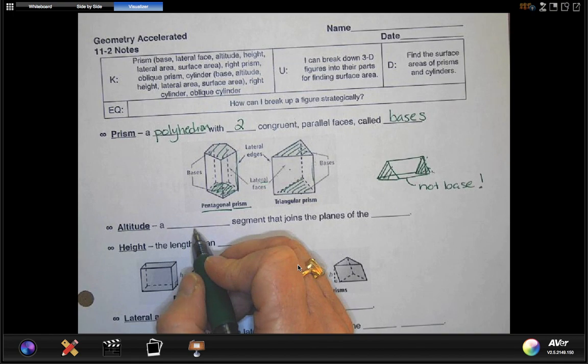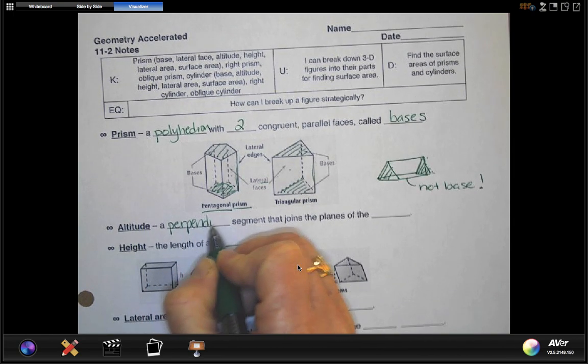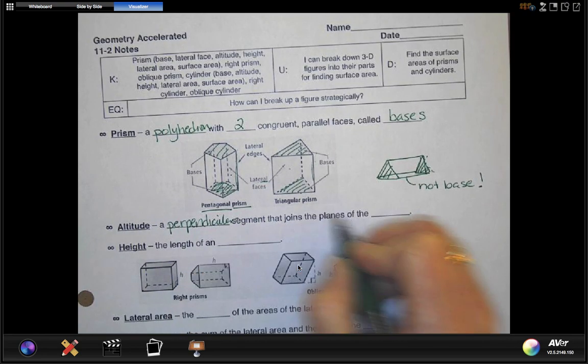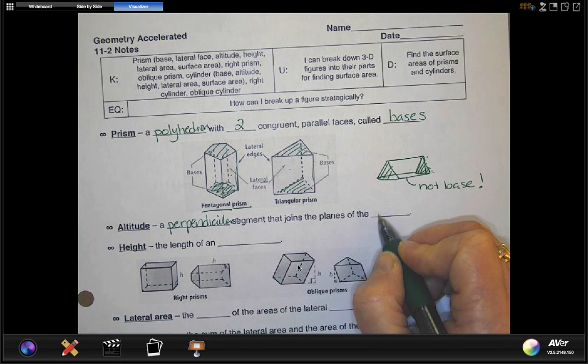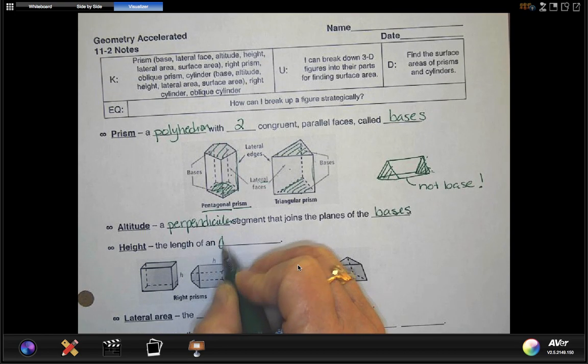The altitude is a perpendicular segment that joins the planes of the bases. The height is the length of an altitude.